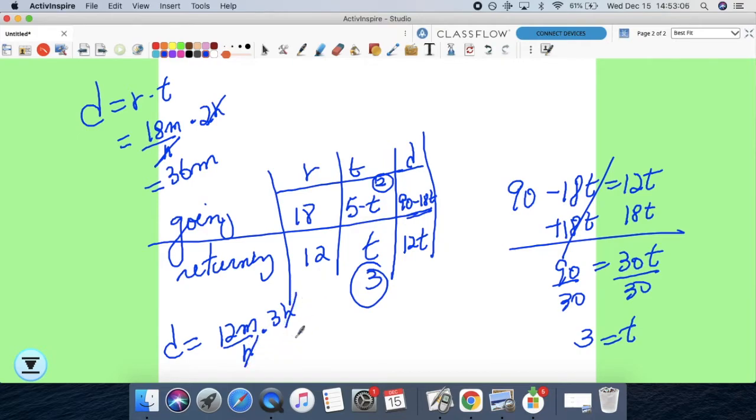Hour and hour goes away. 12 miles times 3 equals 36 miles. And it makes sense, right? Because the distance is the same.